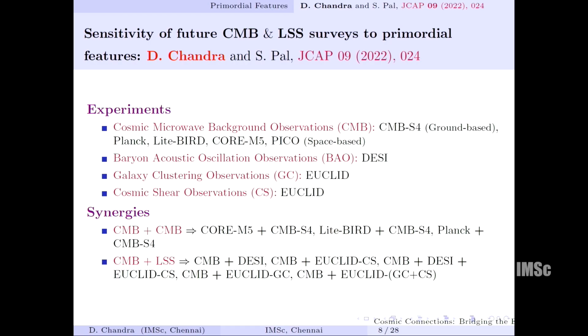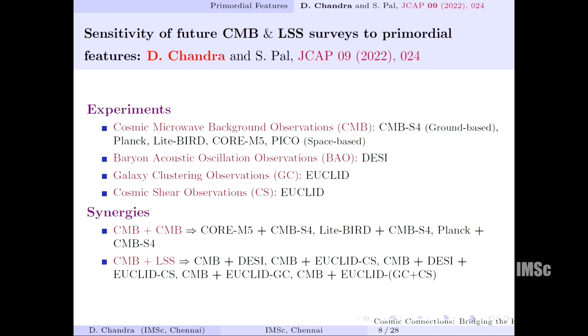In this work we have considered 6 different CMB datasets and 6 different large scale structure datasets. For the CMB datasets we have considered both ground based missions and satellite based missions. For the large scale structure experiments we have considered BAO missions, cosmic survey, and cosmic sphere, as well as galaxy clustering missions and their possible synergies.